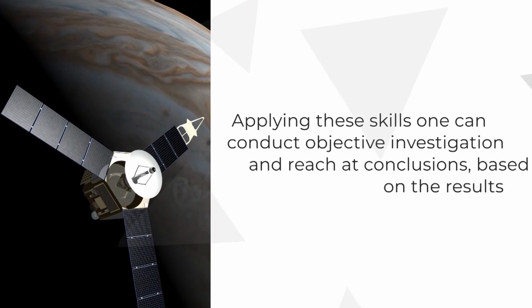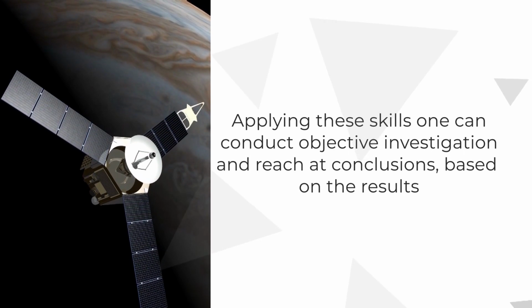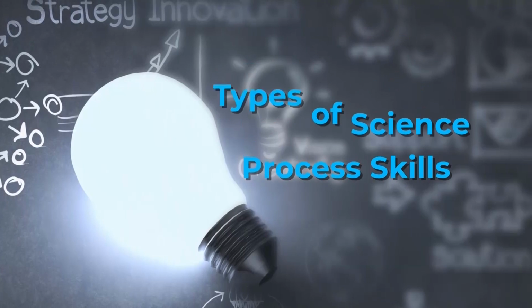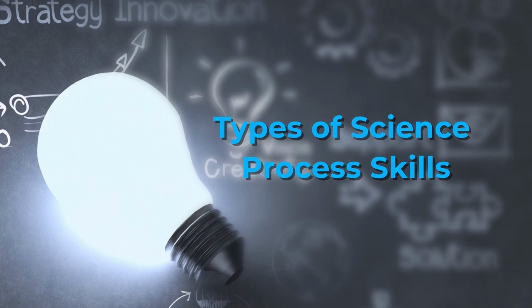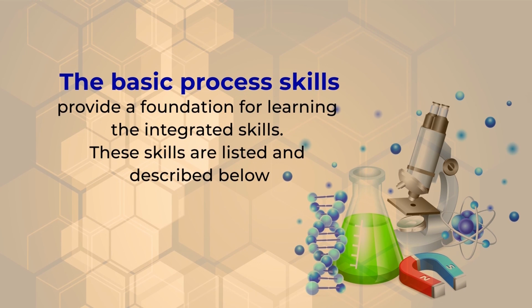Applying these skills, one can conduct objective investigation and reach conclusions based on the results. These are integrated together when scientists design and carry out experiments. All these basic skills are important individually as well as when they are integrated. Types of process skills. The basic process skills provide a foundation for learning the integrated skills.